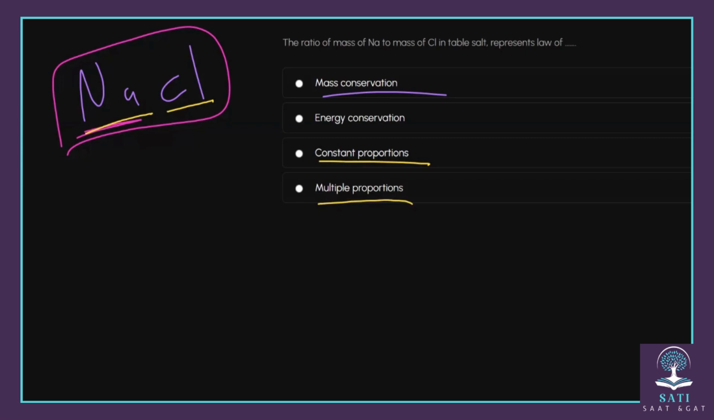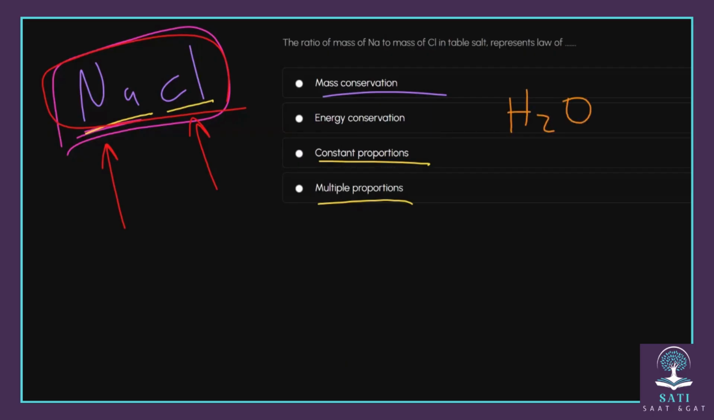Constant proportions states that the mass of an element to the mass of the other element in the same compound is constant regardless of where that compound comes from. This is constant proportions. Okay, we're going to take just one example. We take an easy compound, which is H2O.